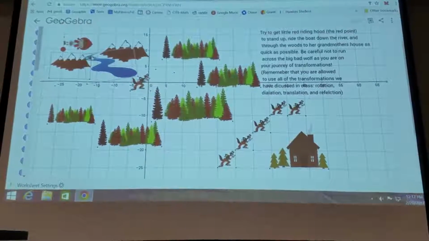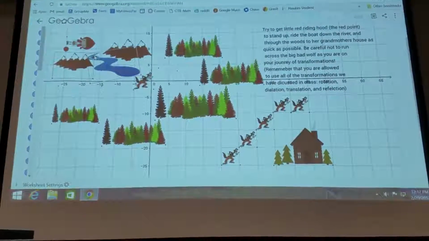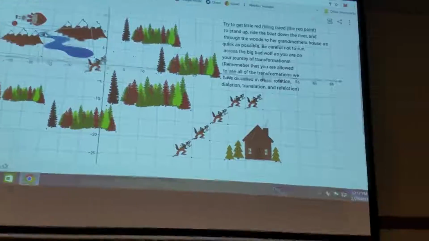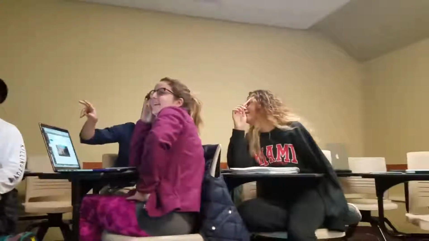You've got to rotate. She could crawl and then rotate her all the way. Army crawl. She's going to shoot her like a projectile. Wait, can we just stand up? Oh, it says stand up, ride the boat down the river, and go through the woods. Yeah, those are like the three things. Okay, first you have to translate, and then those right there. We're at the mountain, so we need a dilation down.